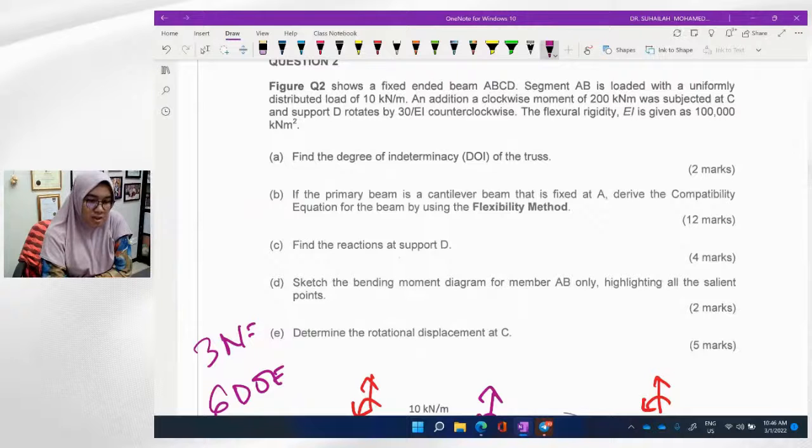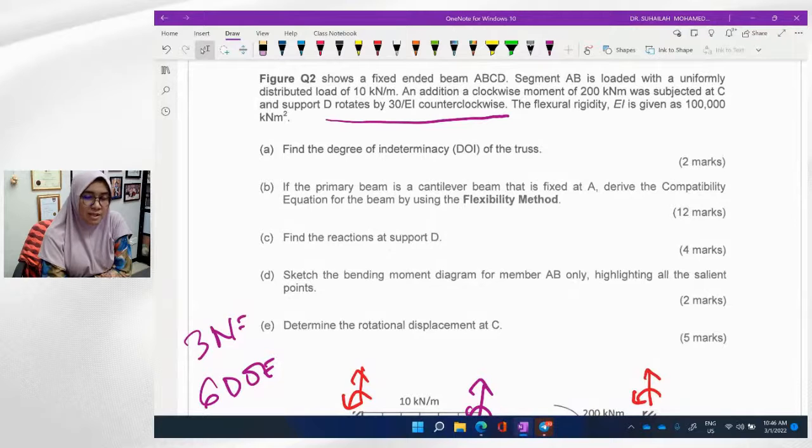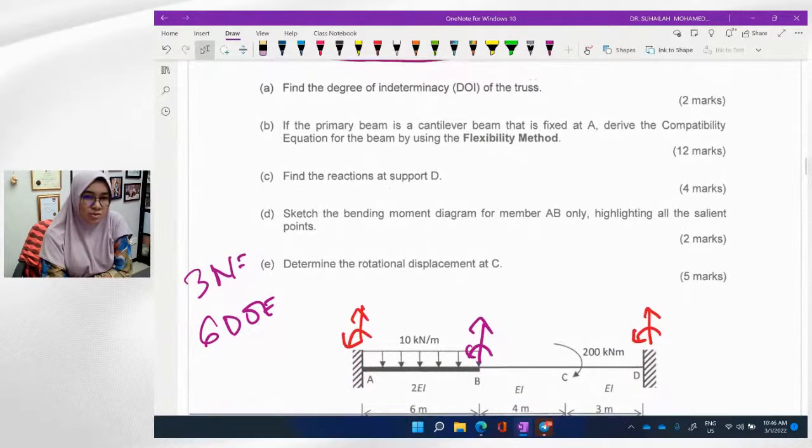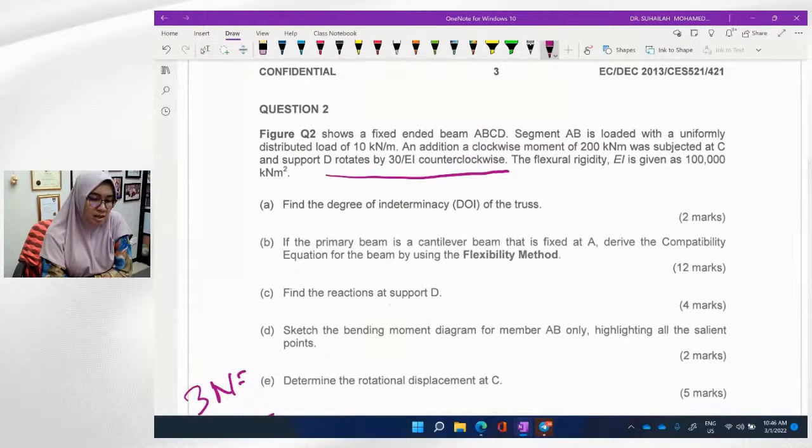Okay. This question, support D rotates by 30. So this is actually the support settlement in beam. Support settlement means that, as usual, degree of indeterminacy, DOI. So this is a flexibility method question, but we can also solve this using stiffness method. And in the question, there is a support settlement value. Support D rotates by 30 over EI counterclockwise, which is actually support settlement.